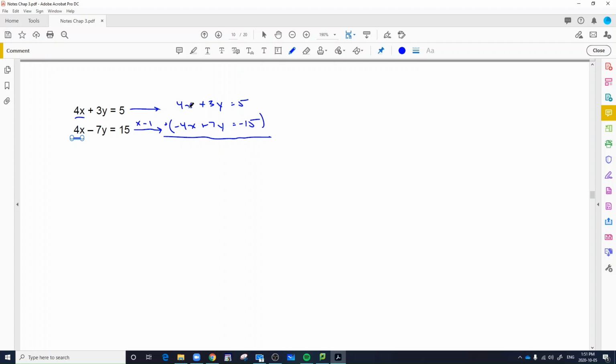So I get 4x, take away 4x is gone. I've got 3y plus 7y is 10y. And I've got 5 plus negative 15 is negative 10. Then I'm going to divide by 10 on both sides, and I get y equals negative 1.